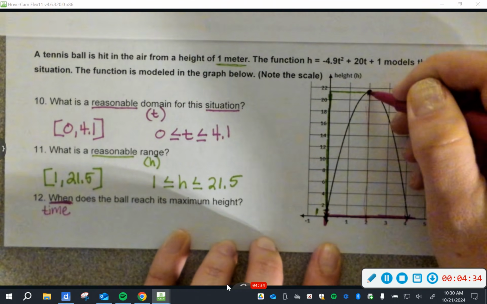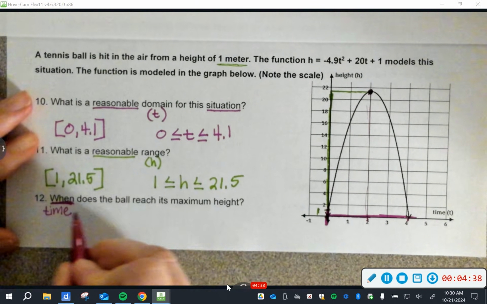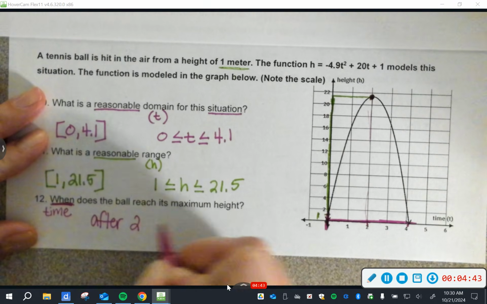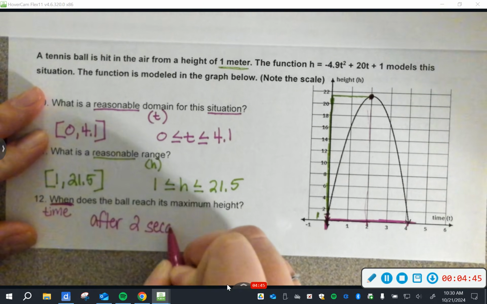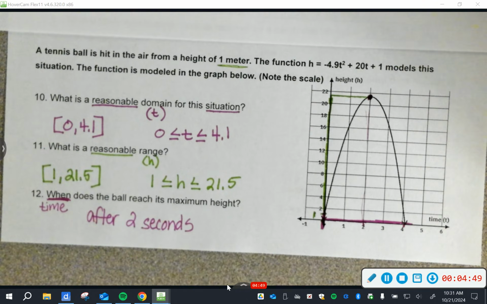Looks pretty easy, 2 seconds. Okay, so when does the ball reach maximum height? I'll put after 2 seconds. Always making sure that I use the correct units. Okay.